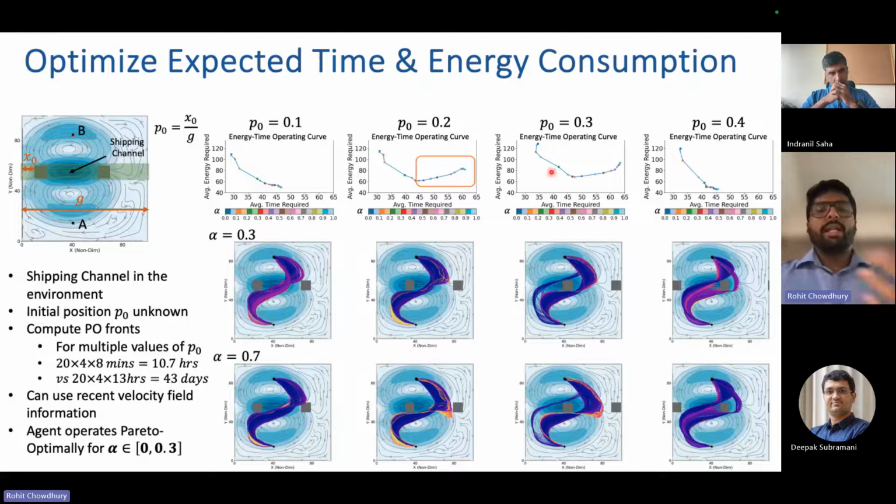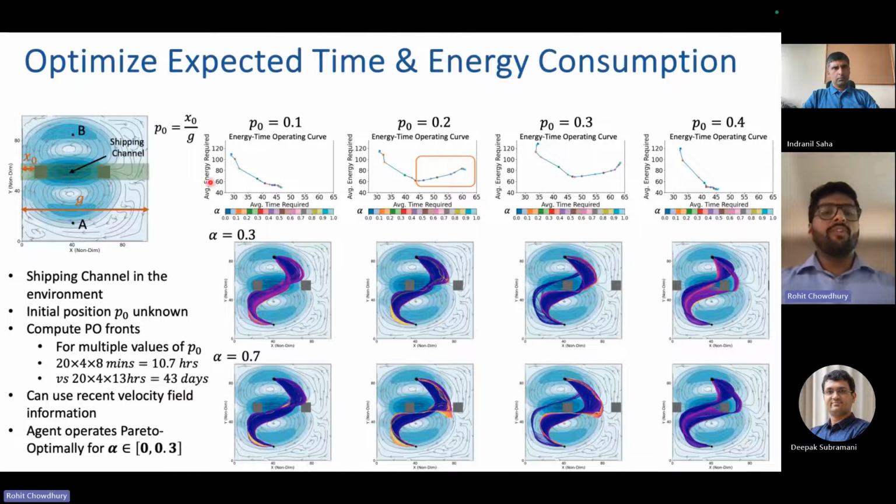And we can do an analysis as follows. For example, let's say in this region, we see that if you have alpha values greater than 0.3, you're not actually acting Pareto optimally, meaning that you're using more time and more energy, and hence maybe you should not operate at these alpha values at all. So we can tell the operator that the alpha values that you should be operating at range between 0 to 0.3.